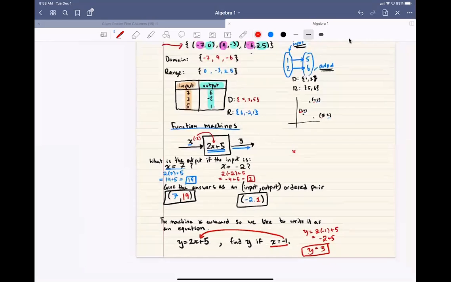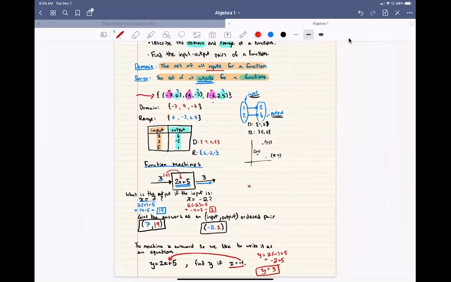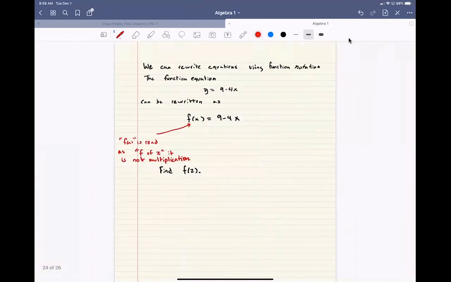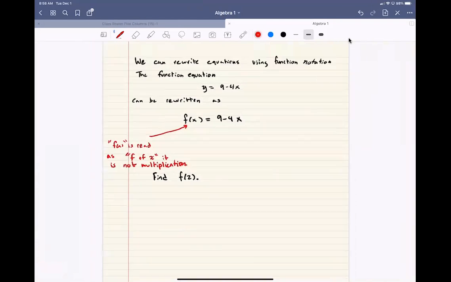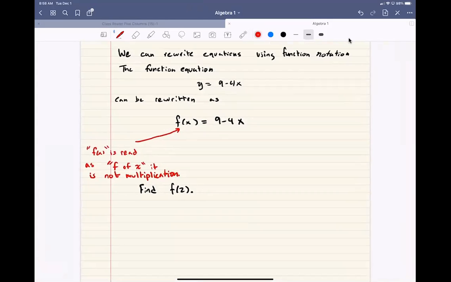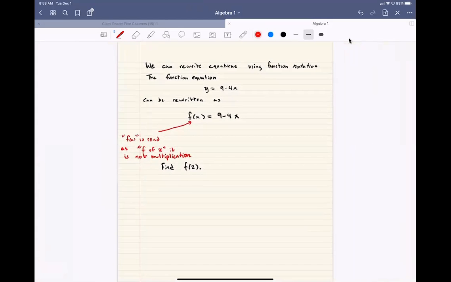All right, so we're going to cover our last thing, function notation, and then we're going to call it a day. All right, so let's go on to the next slide. We like writing equations in the form y equals 9 minus 4x, just like before. It has its uses, and you're going to see later on when we start doing point slope form that it's really cool and really important to have our functions written that way.